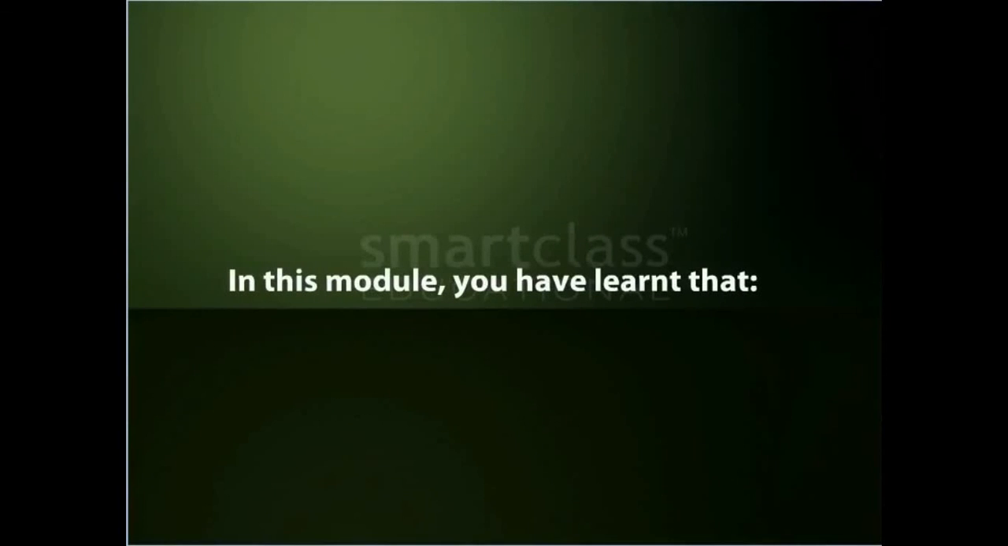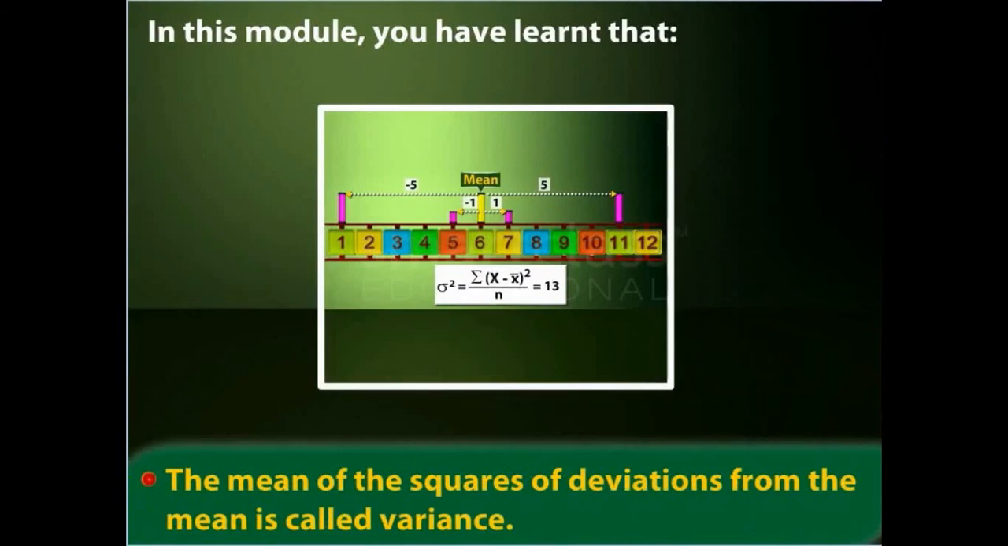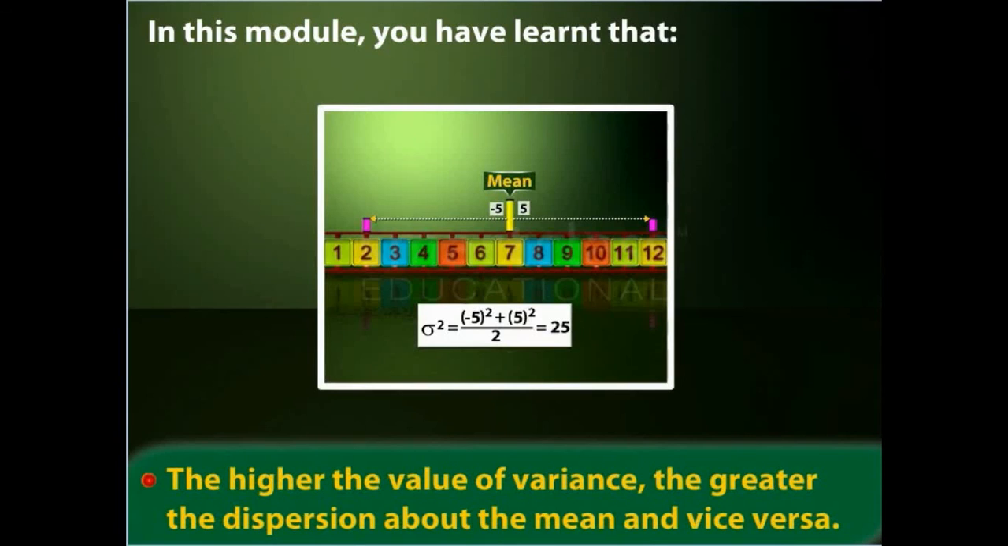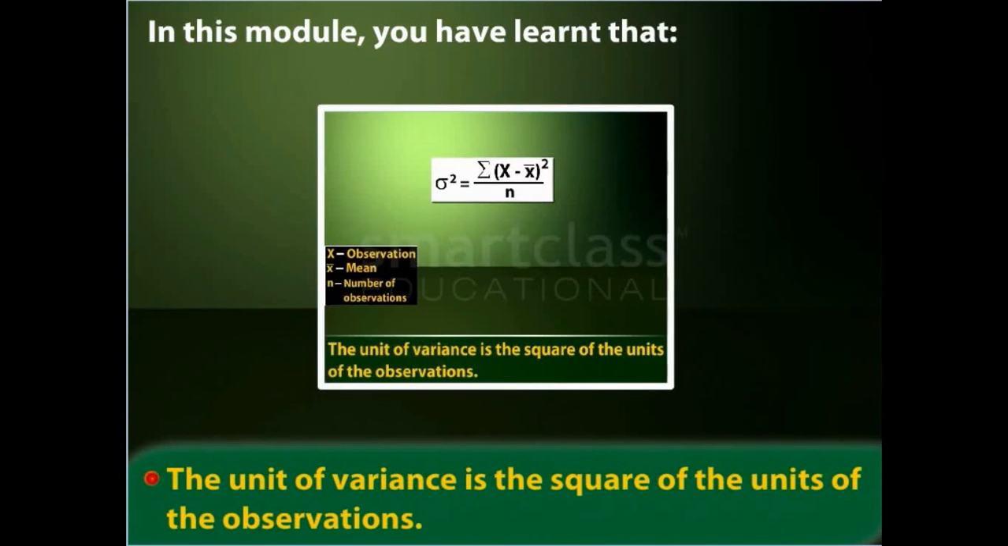In this module you have learnt that the mean of the squares of deviations from the mean is called variance. The higher the value of variance, the greater the dispersion about the mean and vice versa. The unit of variance is the square of the units of the observations.